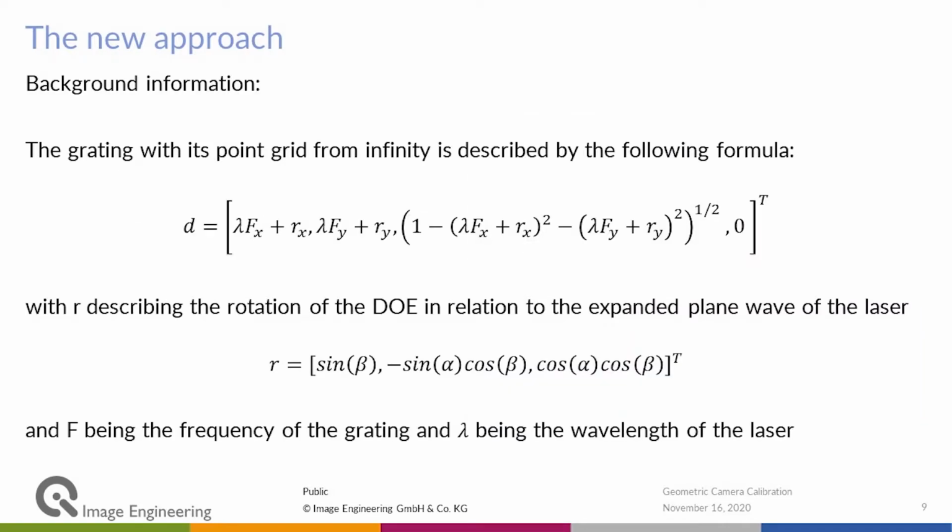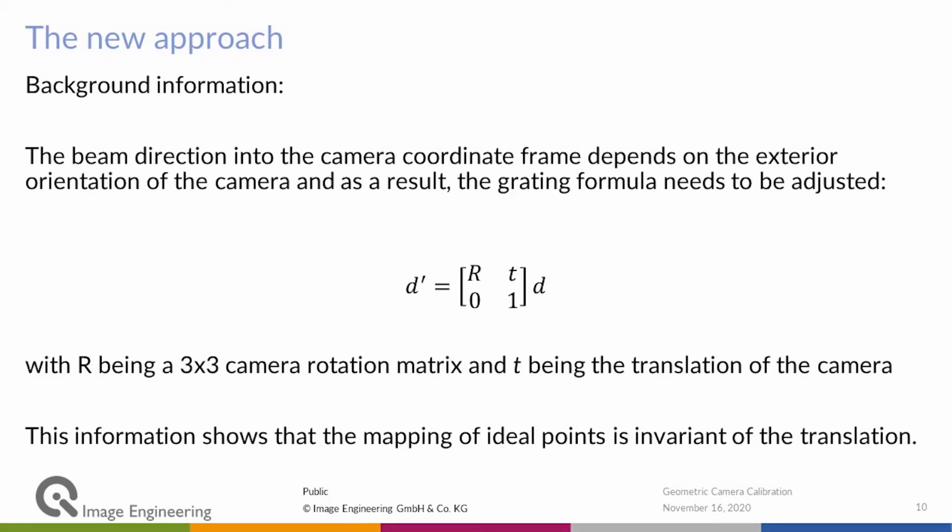Let's step a little bit into the theoretical background. So we do have a formula that basically describes our diffractive optical element. The angles alpha and beta are important because they describe the orientation of the diffractive optical element towards the incoming plane wave coming from the expanded laser beam. The wavelength of our illumination is very important, and so the laser that we use has to have a very stable wavelength.